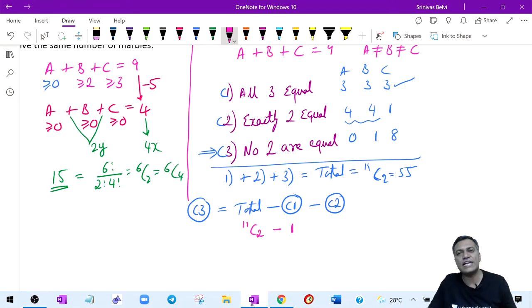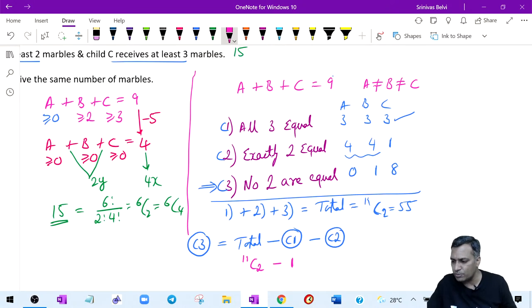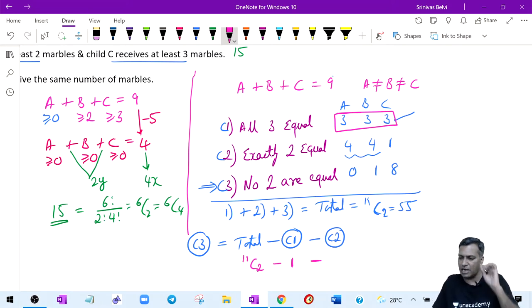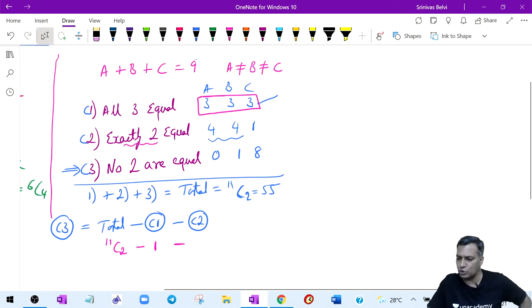Case 1 happens only in one way, because equal distribution is possible only in one way, unless I give 3, 3, 3, there is no question of equal distribution. There is only one way that I have to reduce, minus. Now I'm coming to exactly 2. This is where we may have to think a little bit. All right, let's do the thinking here.